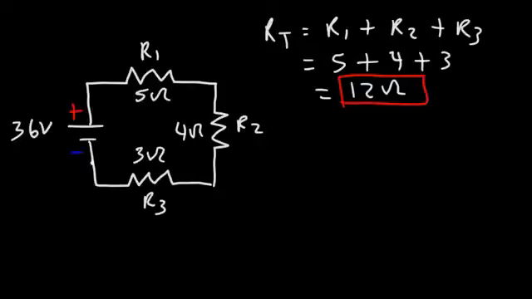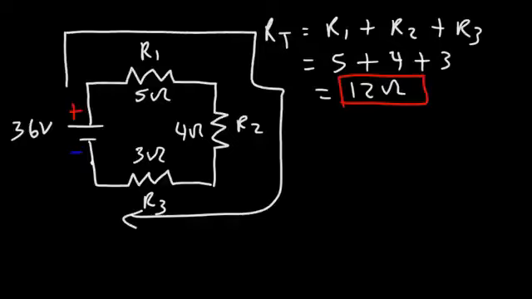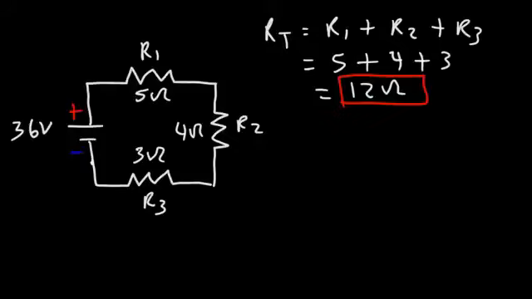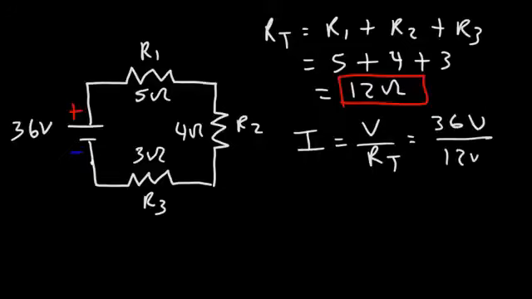Step 2 is to calculate the current in a circuit. Because there's only one path for the current to flow, all 3 of these resistors are in series. The current is going to be the voltage of the battery divided by the total resistance of all the resistors in series. So the voltage is 36 volts, the total resistance is 12 ohms. So 36 divided by 12, that's going to give us a current of 3 amps.